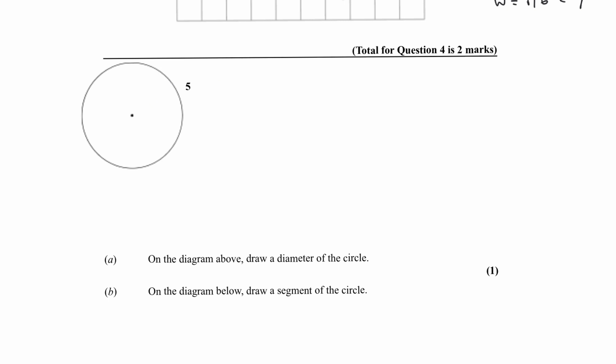For instance, let's draw that. For instance, this is a diameter, so I'll just put diameter.